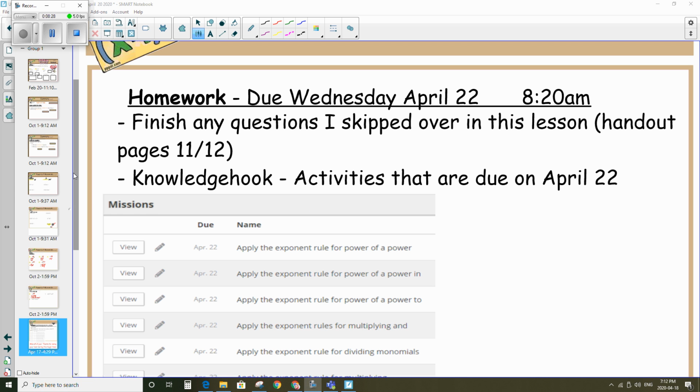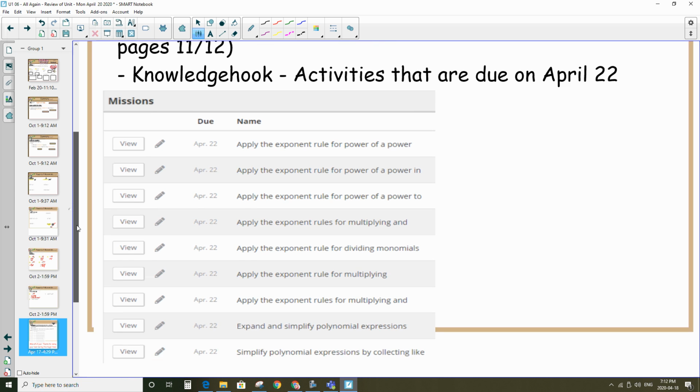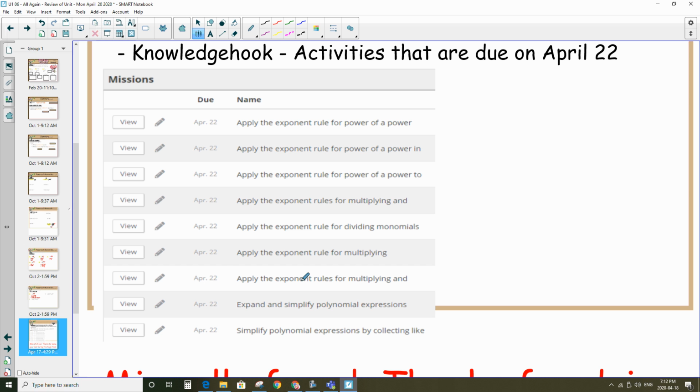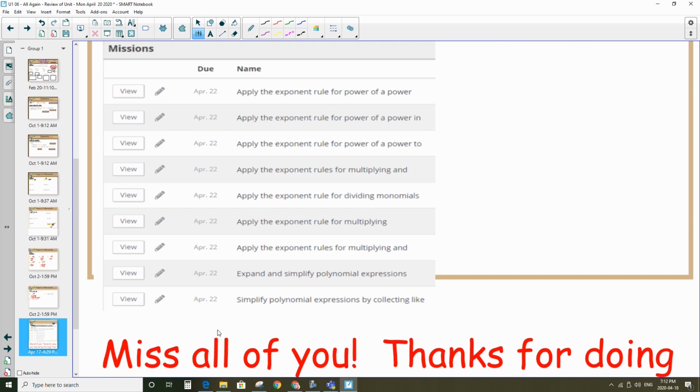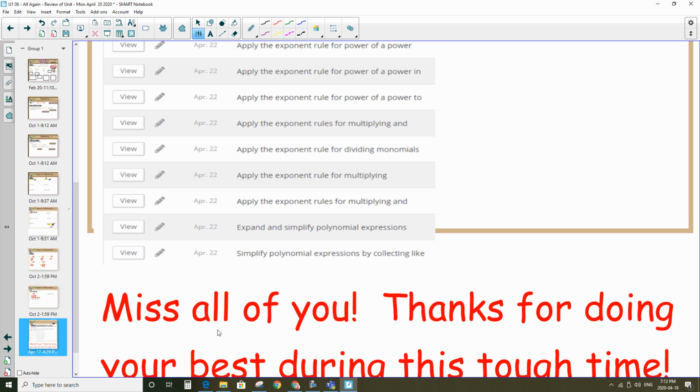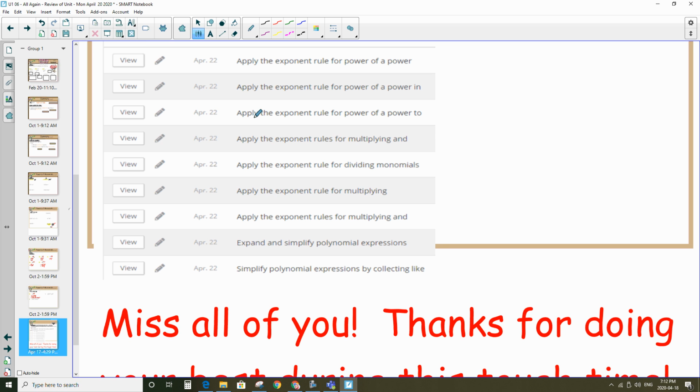And then once you're done that, if you could log on to Knowledge Hook, there are 9 little activities for you to try. Each activity is 3 questions, so there's 27 questions total for you to do. And I will be checking Knowledge Hook to make sure that you have completed those, and I will be giving you a mark for that.